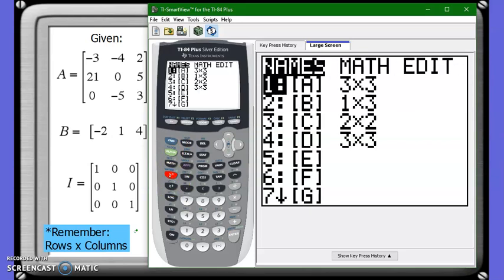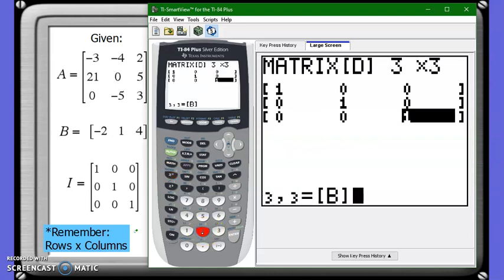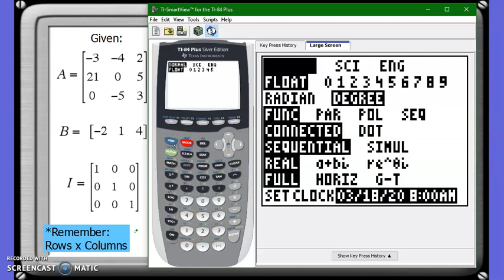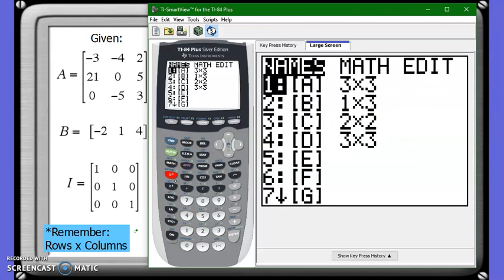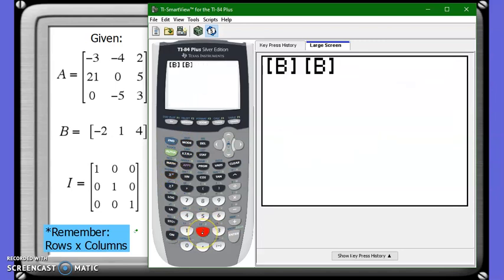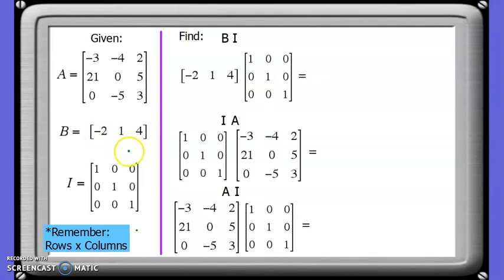I can grab that matrix name, matrix B, remember we were taking. I forgot, I got to go back to my main screen first. So I'm going to go second, quit, matrix B, which I already had entered in there. Sorry for the fumbling here. And now I want to multiply that by matrix D, number 4 there. And you'll notice I actually got back -2, 1, 4. It's exactly what matrix B was before.